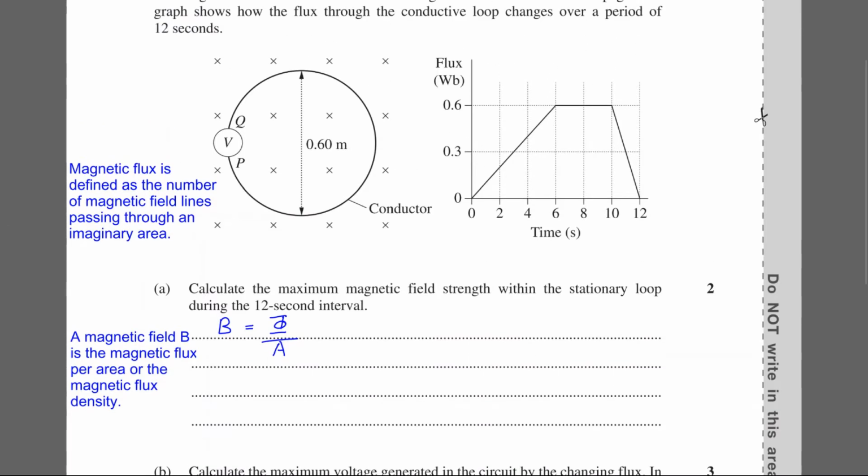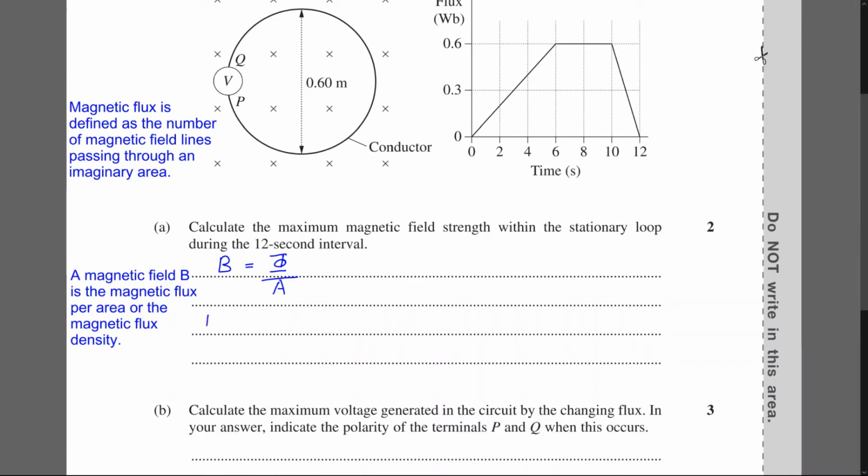So the maximum flux is 0.6 Webers. So we can say phi equals 0.6 Webers. And the area of a circle is given by pi r squared, which in this case equals pi times half of the diameter squared, which is 0.3 squared, which equals 0.28 meters squared if I plug that in a calculator.